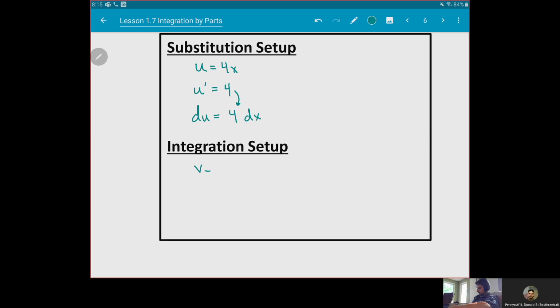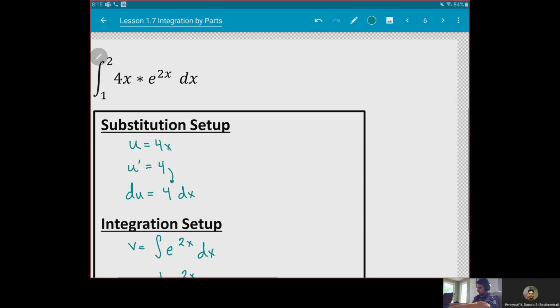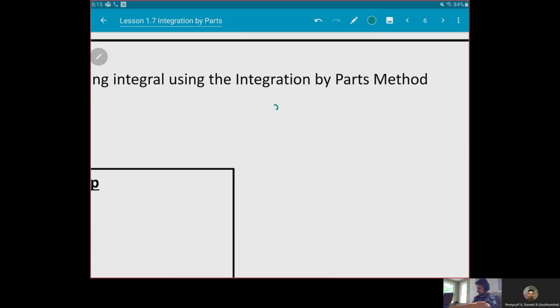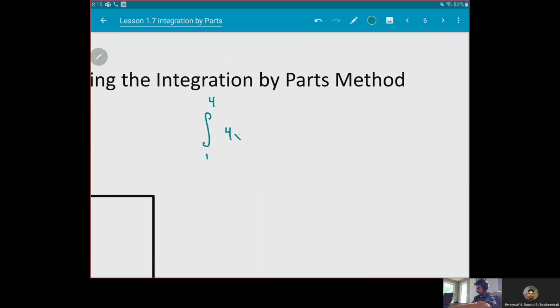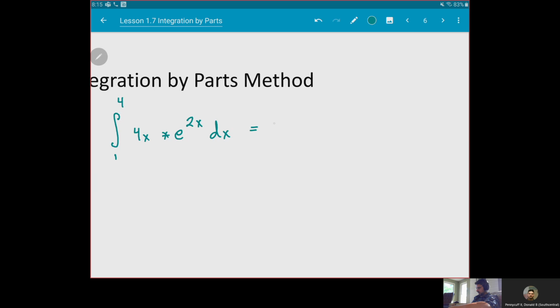And then v is equal to the integral of e to the 2x dx. So v is equal to 1/2 e to the 2x. All right, so we've got the integral from 1 to 4 of 4x times e to the 2x dx is equal to u times v minus the integral of v du.